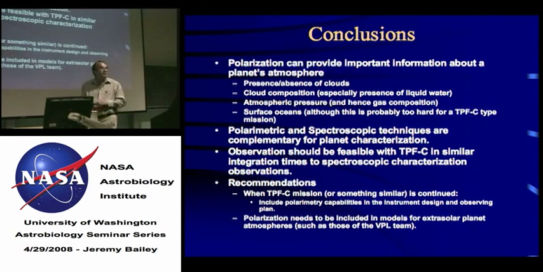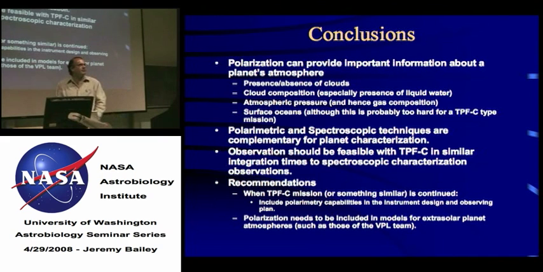So the recommendations are that when the TPF-C mission or something similar is continued, because that mission is effectively on hold, it's not funded at the moment, it must include polarimetry capabilities in the instrument design and observing plan, and polarization needs to be included in models for extrasolar planet atmospheres, such as those that the VPL team is working on.